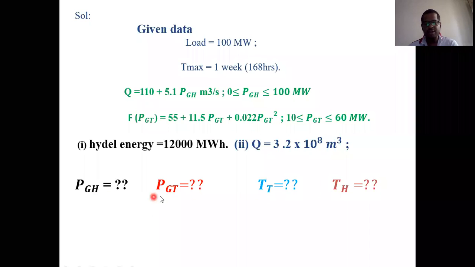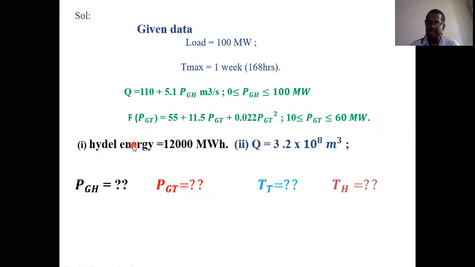Once these two are completed, go for finding TT. What is the formula for TT? We derived it in the last class, that is E by PGT star. We already know PGT star, and what is the value of E? E is the thermal energy. But we don't know the value of the thermal energy here. But we know the hydro energy, and similarly, from the given data, we can calculate the load energy.